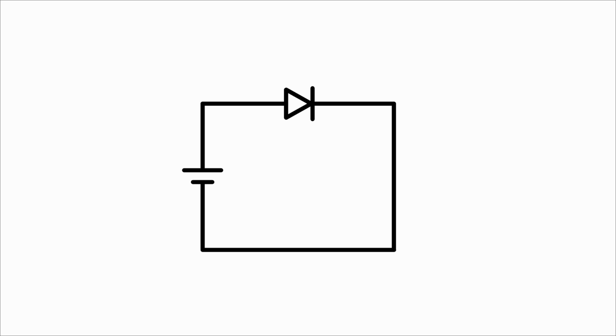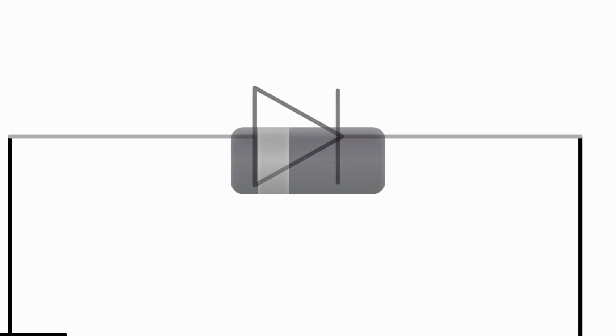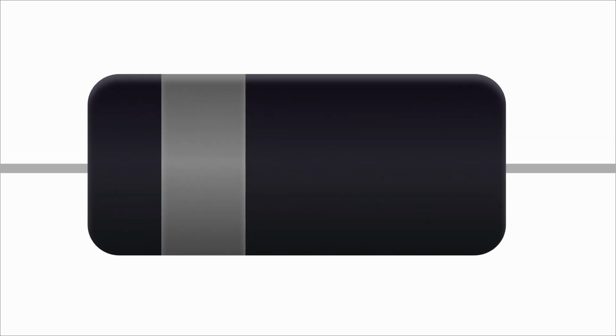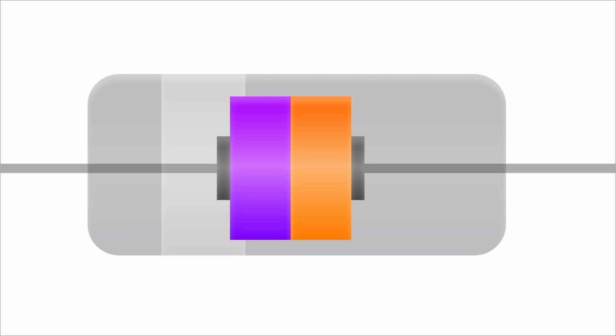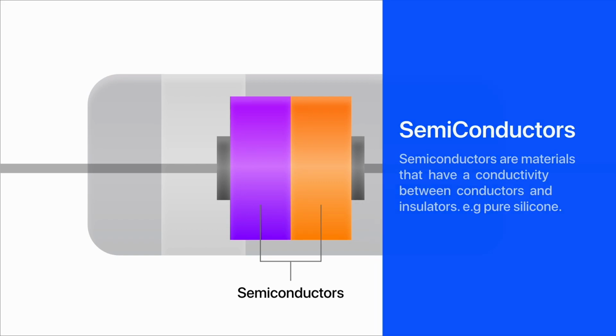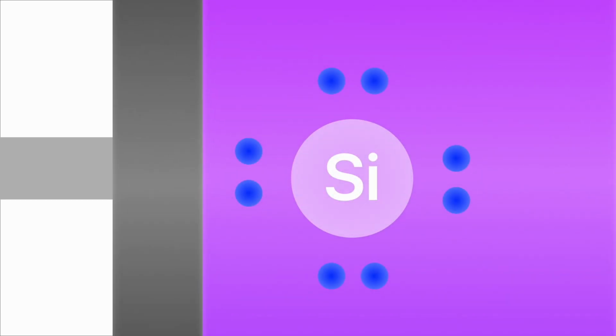Let's take a closer look. This is a realistic diagram of a diode. Let's see further into the components. This is the inside of a diode. It is made up of two semiconductors. Semiconductors are materials that have a conductivity between conductors and insulators, such as pure silicon. Here, we are going to use pure silicon for both semiconductors in this example.